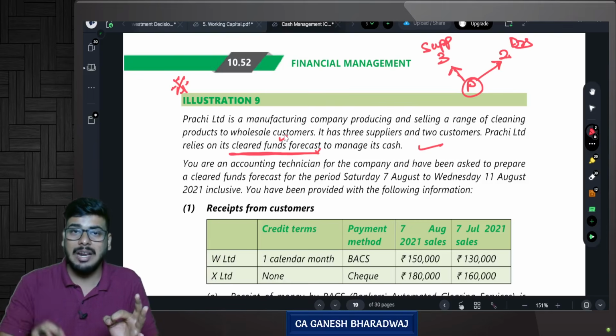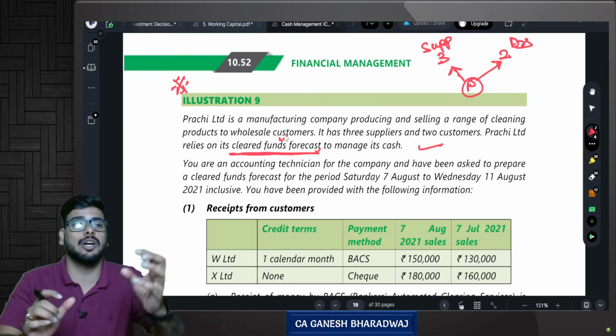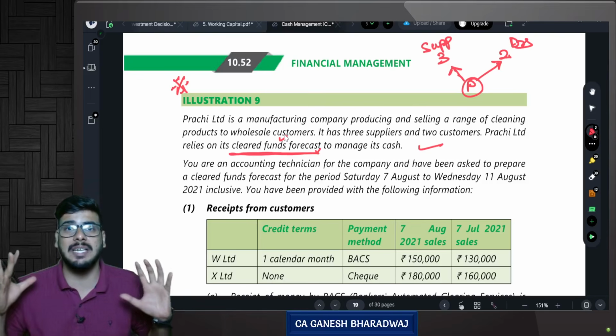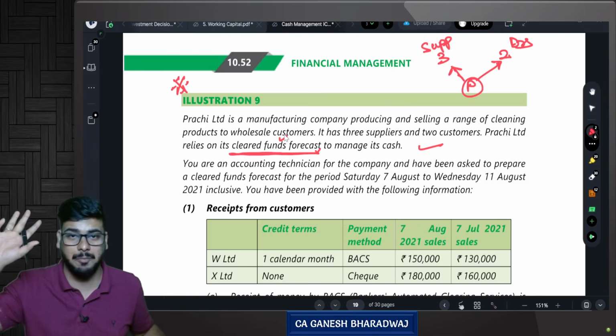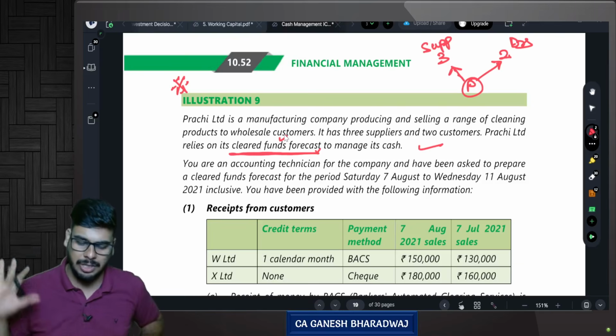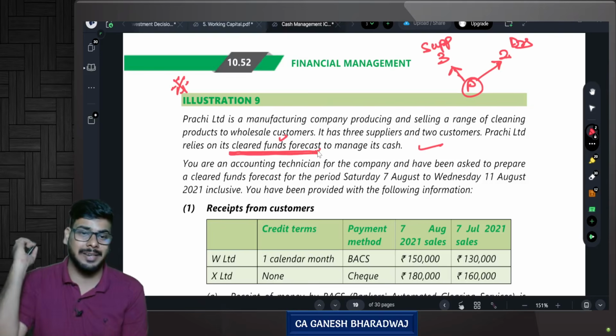They will consider this transaction has happened only when the bank account gets debited or credited, or in other words, only when the amount reflects in my bank account, in my bank statement. Only then, based on that, do they prepare their cash budgets and all. This is what they are saying. That is the meaning of cleared funds forecast. Are you clear with this?